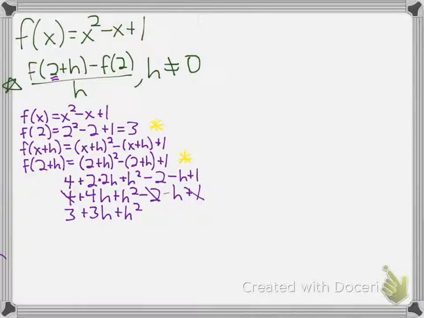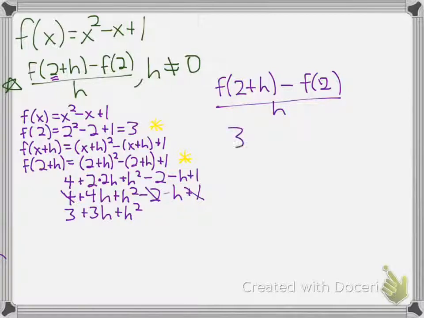So I go up and I'm going to do my quotient, which is f of 2 plus h minus f of 2 over h, and that's of course when h is not equal to 0. I'm going to plug in the pieces that I have. I have 3 plus 3h plus h squared. I have f of 2 is 3, so minus 3 over h.